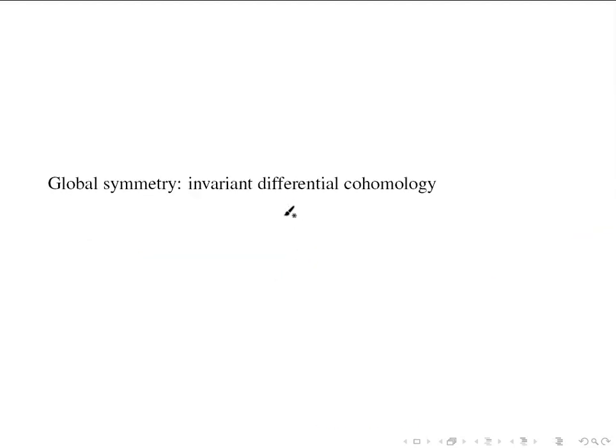Okay, what happens now when we try to include symmetries in the picture? If we want global symmetries, then we need not just ordinary differential cohomology, but an invariant version of it. Unfortunately, this didn't exist in the literature when we were doing our project, so we had to define it for ourselves. The definition is simple.